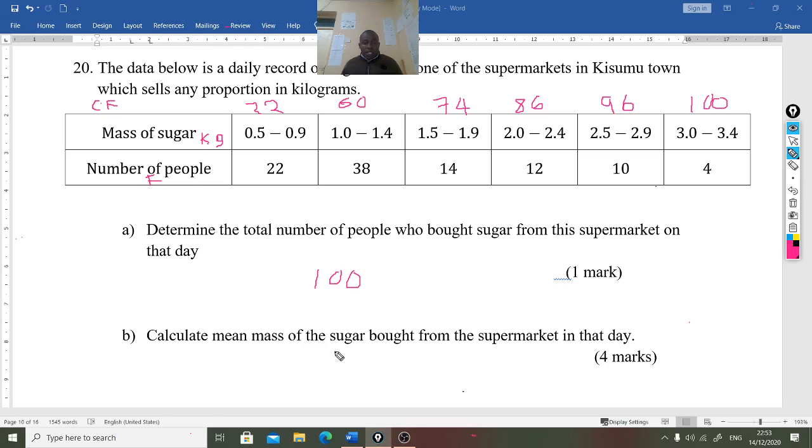And then calculate the mean. So I can find x. x is the midpoint. If I find x, then I also find fx.